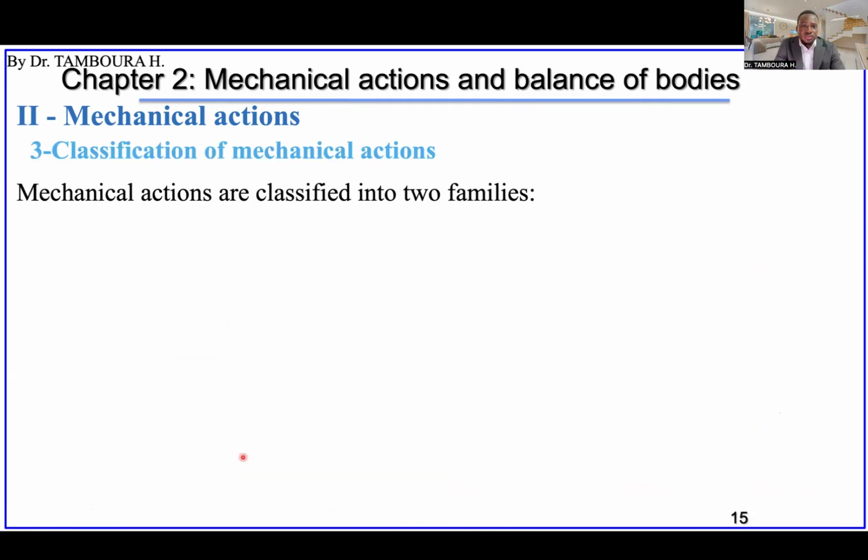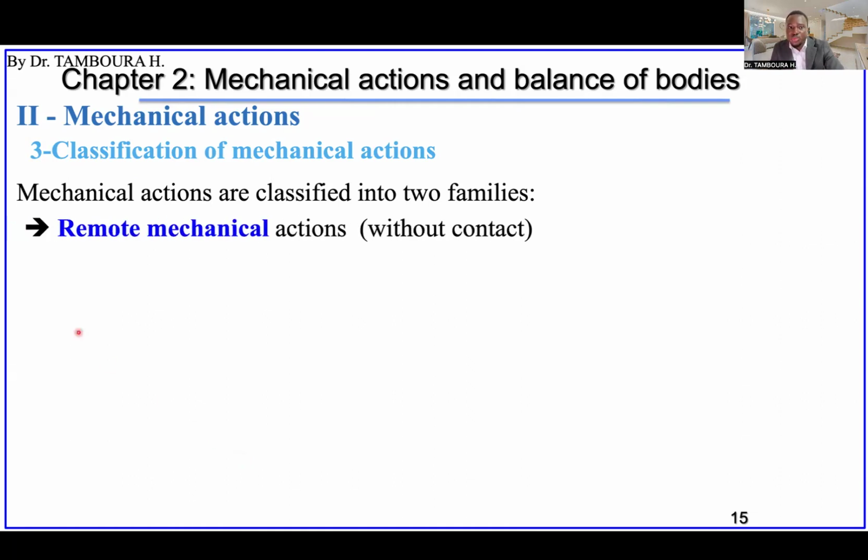So mechanical actions also are classified in two families, two big families. For both force and moment, for the classification, we can use two big families of classification of moments and forces. So mechanical actions are classified in two families.